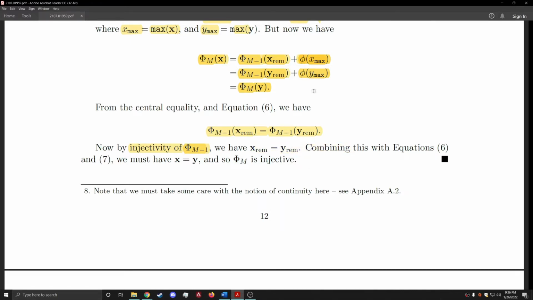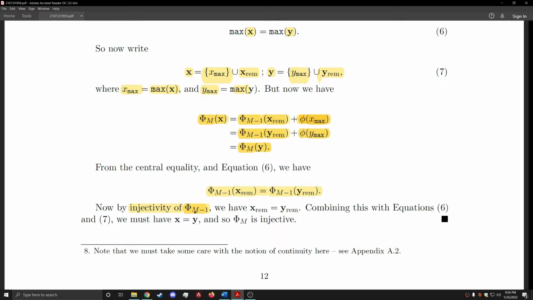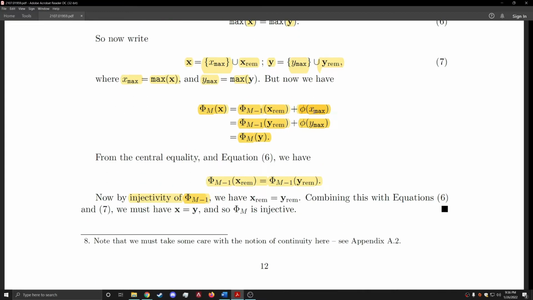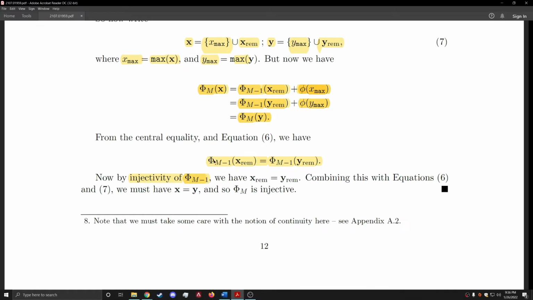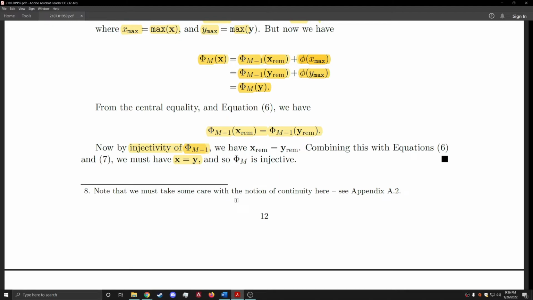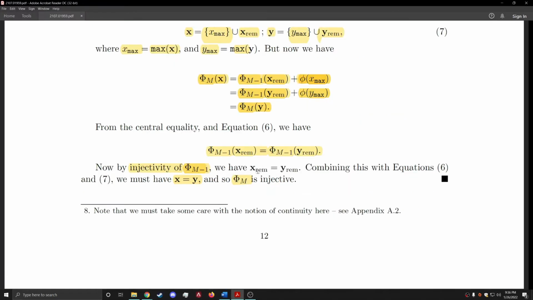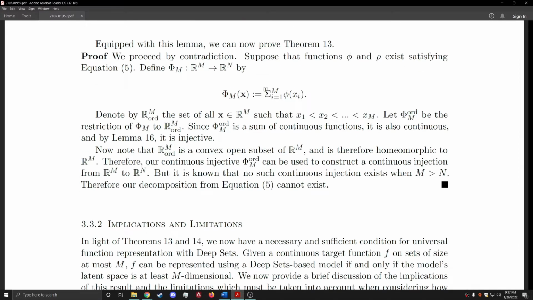And therefore, because the x maxes are the same by postulate, and, well, we defined them. Yeah, we defined them to be that way. And we have this right here the same. We have the requirement that x equals y. Therefore, it fits the definition that the latent space with dimensionality m is injective. We're good to go.